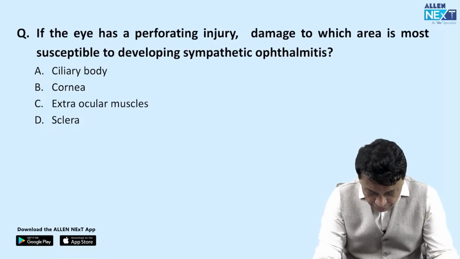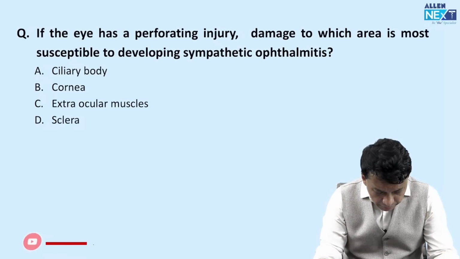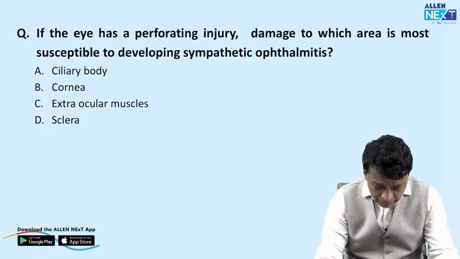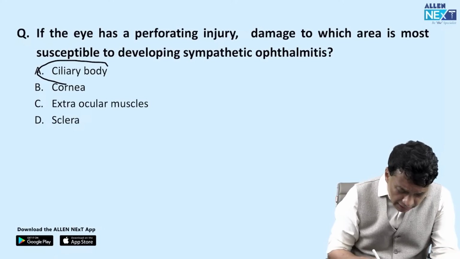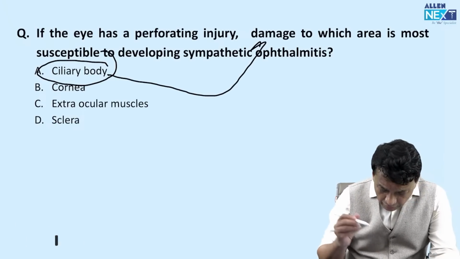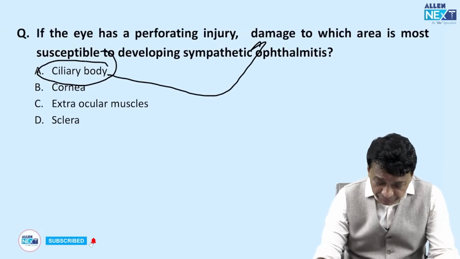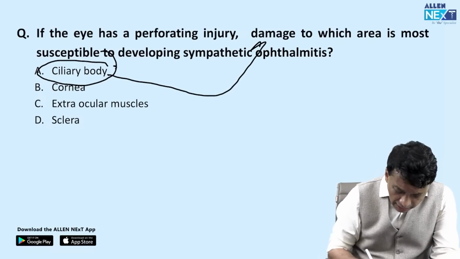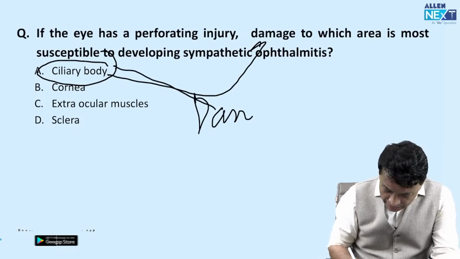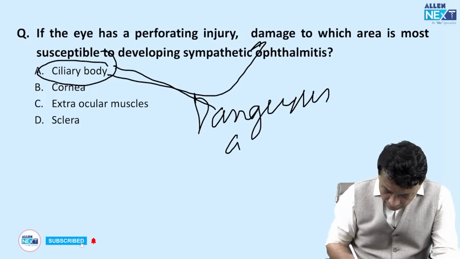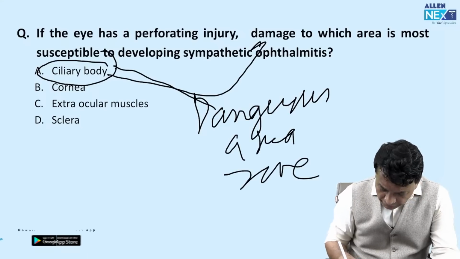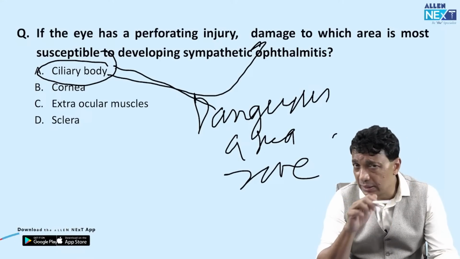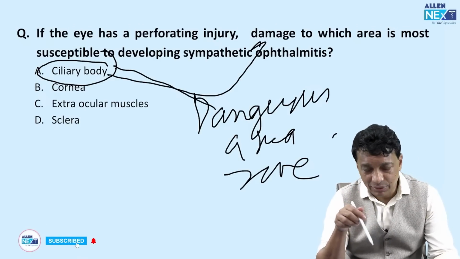If an eye has a perforating injury, damage to which part is the most susceptible to developing sympathetic ophthalmitis? This should be a standard question. All of you, my friends, should be able to answer it immediately. Remember, ciliary body injuries cause the highest amount of sympathetic ophthalmitis. The maximum chance of developing sympathetic ophthalmitis is with injury to the ciliary body, which is why the ciliary body is often called the dangerous area, or dangerous zone, of the eye. This is a standard question. You cannot make any mistakes with this.